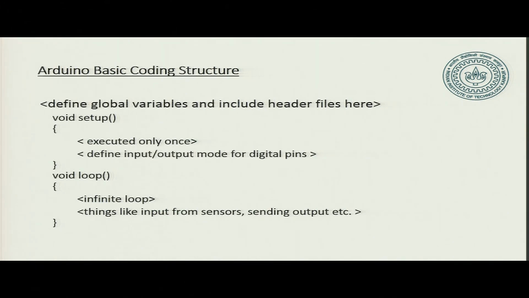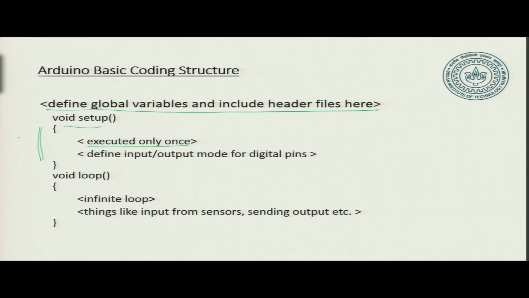Next, we are going to look at the basic programming structure of Arduino, the basic structure for writing the program. First, we have to define the global variables and include header files. Suppose we are doing serial input output, or there are some standard header files, for example, for controlling the servo motor. There are some standard programs which you can download and just use instead of writing them yourself. Then we have void setup, this is the first part, and this is executed only once.